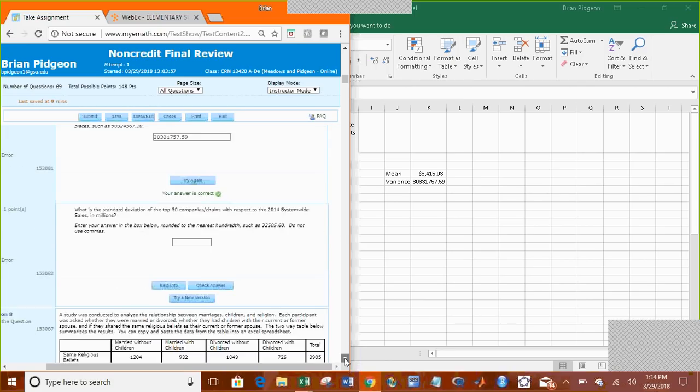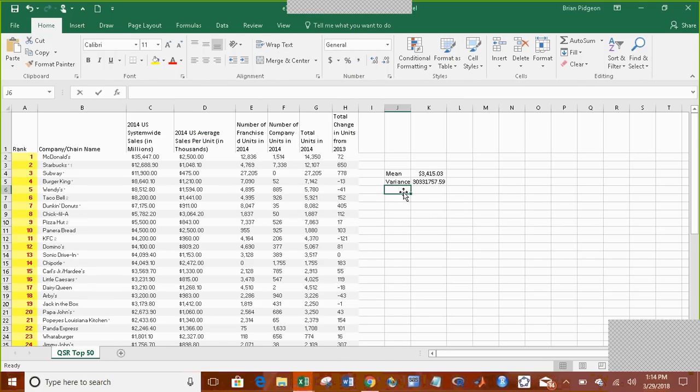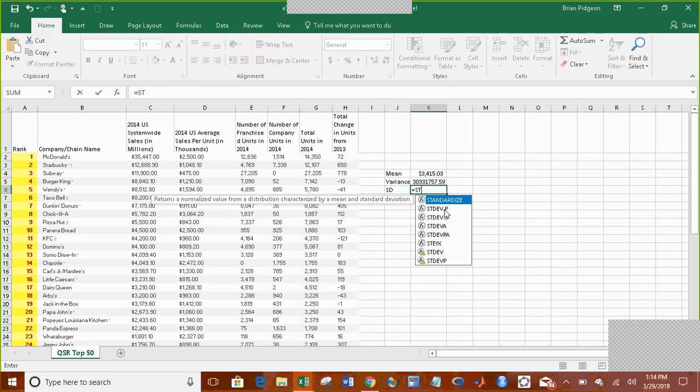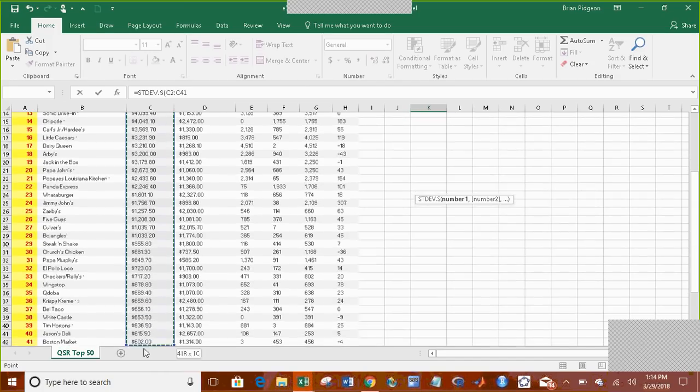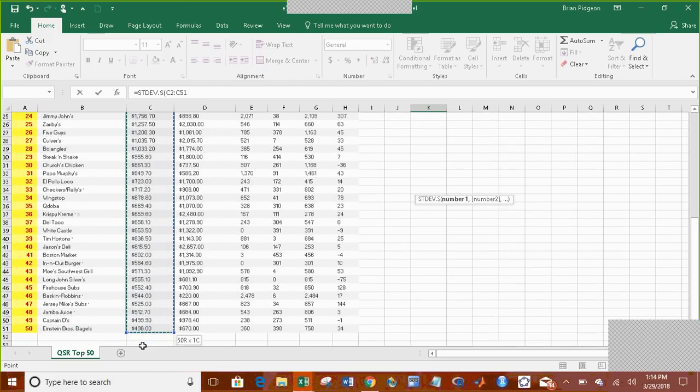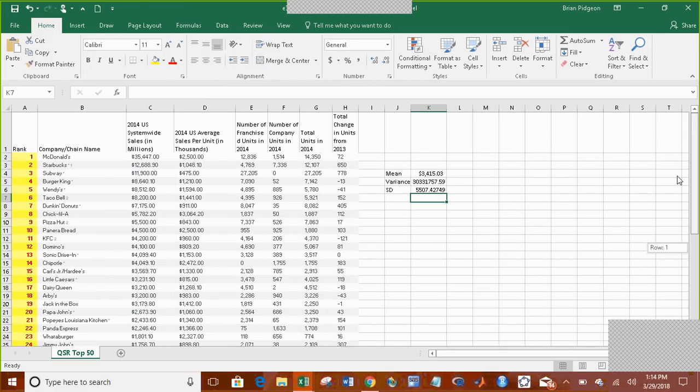And the very last question says find the standard deviation. So there are 2 ways to find the standard deviation. One, we can do the STDEV, that stands for standard deviation. But remember, we don't use .P, we use .S. So we can highlight the data using the standard deviation function. Hit enter. And I'm going to just take a guess and say 2 decimal places again.